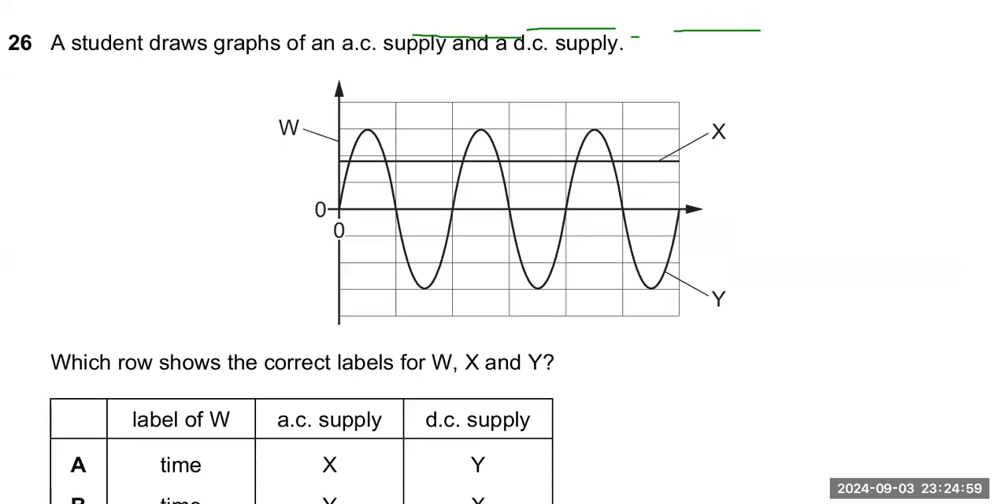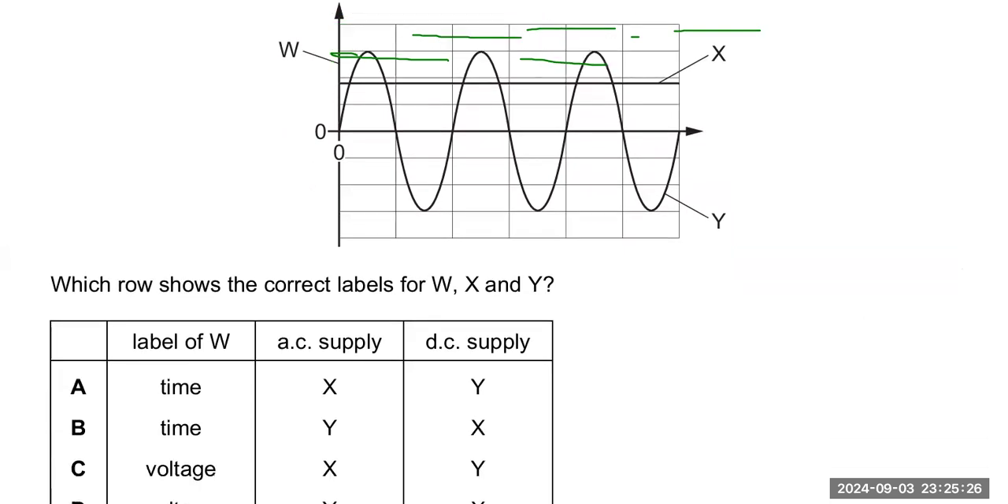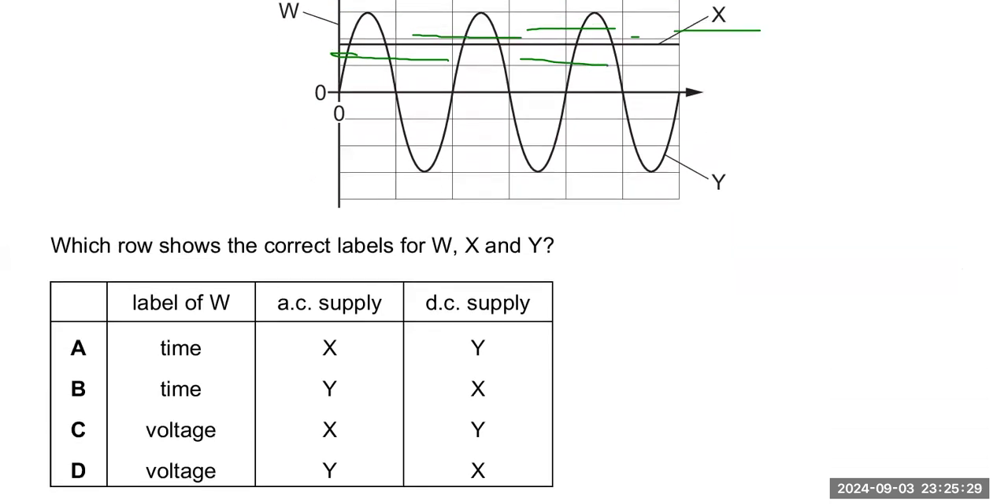The next question is: a student draws graphs of an AC supply and a DC supply. AC means alternating current, the current that changes direction in equal time intervals, and DC, which is known as direct current, has no frequency. The frequency of DC is zero. It is unidirectional.